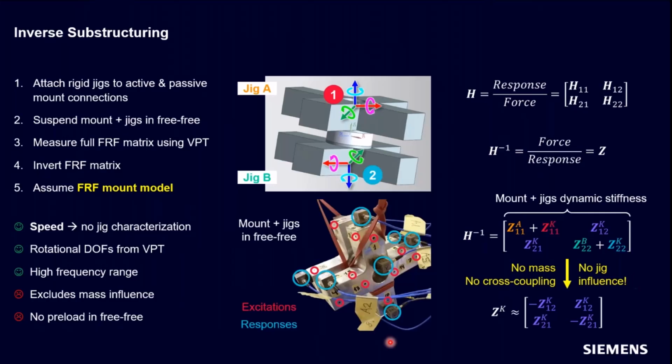And another thing is that this measurement is done in free. So we suspend the assembly with these bungees, and that means that by default, we cannot apply any preloads. So right now, this is like a static mount stiffness at 0 Newton preloads. I'll talk a bit more about preload at the end of the session, but for right now, this is going to be a limitation for this setup.